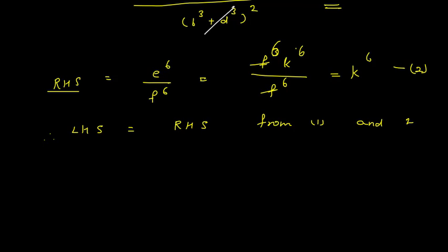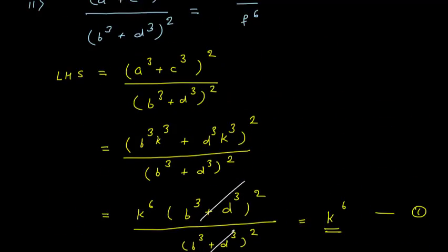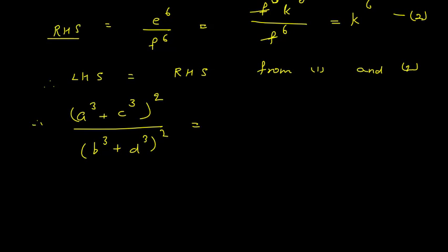From 1 and 2, we saw that both the results are K power 6. So you will say that LHS is equal to RHS. Therefore we can say that (A cube plus C cube) the whole square divided by (B cube plus D cube) the whole square is equal to E power 6 upon F power 6. So I will say that hence proved. Done.